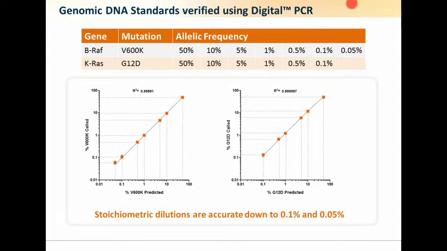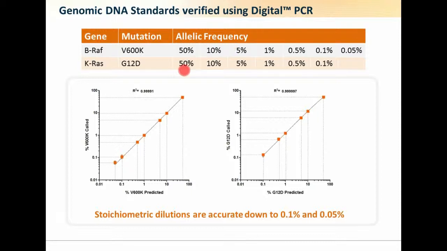This slide is a very nice summary of what we've done with our genomic DNA reference standards. This is using the digital PCR platform, the Bio-Rad QX100. We've taken the mutant BRAF, which is at 50% allelic frequency, and diluted that with the matched original wild type that was used to generate the mutation. Here we have BRAF V600K, and we've used the wild type to make a 10% dilution, 5%, 1%, 0.5%, 0.1%, and 0.05%.